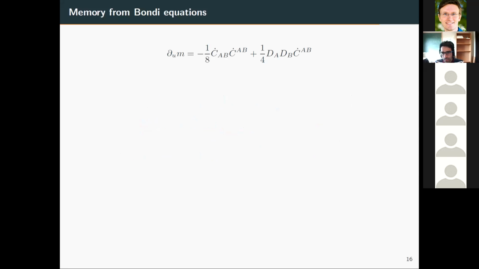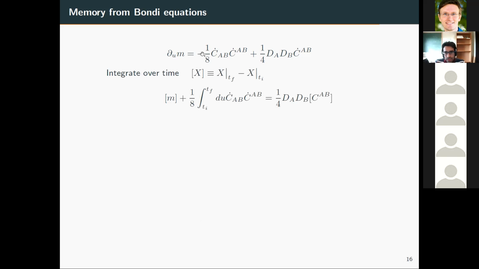I wanted to quickly mention memory effects. So let me quickly go through this, and then maybe a few minutes for questions. To relate to memory effects, it's better to start from the Einstein equation itself. This is what I showed you before.